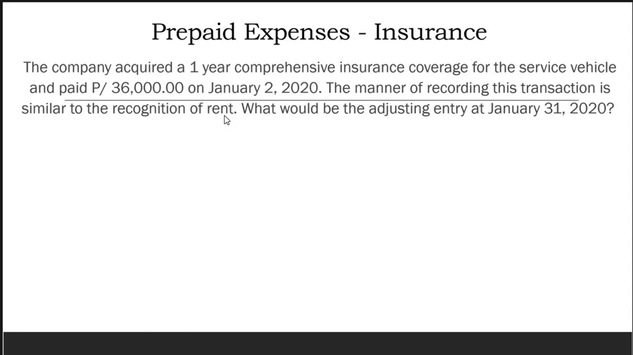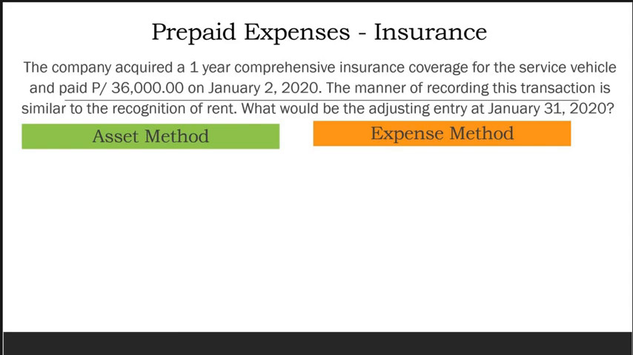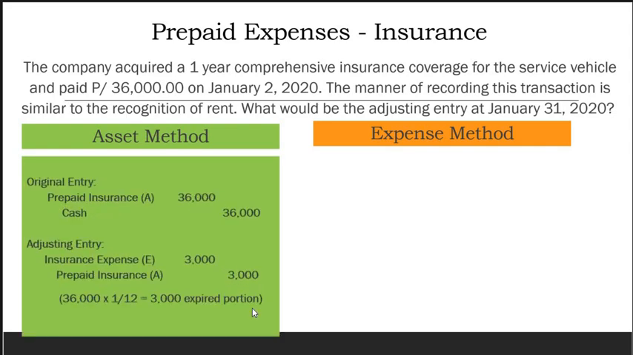Okay, so ganun din. So if this is your asset method, ganito. So you record originally the transaction by debiting prepaid insurance, which is an asset account. So you debit it at 36,000. And of course, you credit cash at 36,000. Now, in your adjusting entry, since you have recognized an asset here, yung hahanapin natin is yung expense portion or the expired portion.